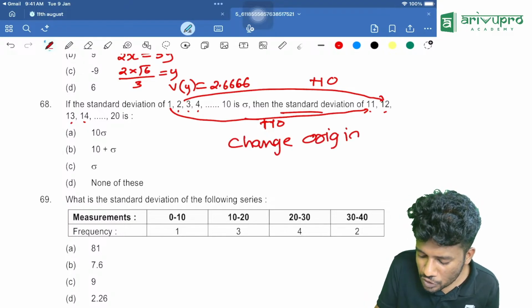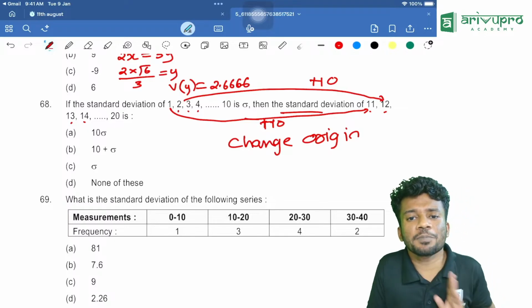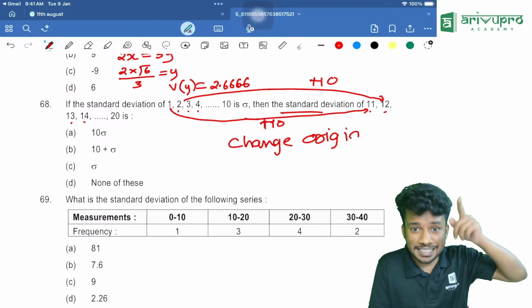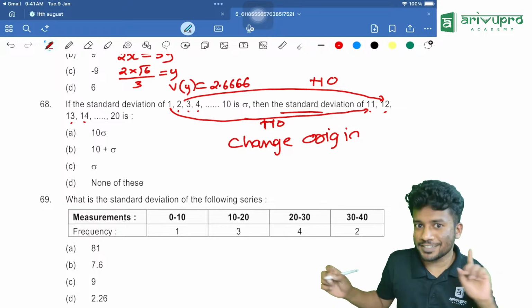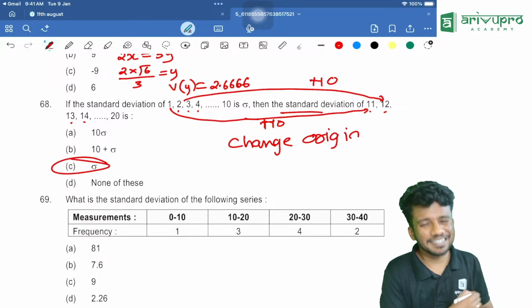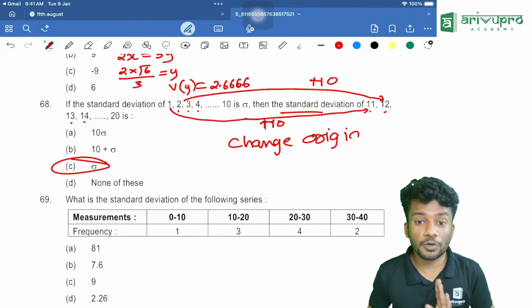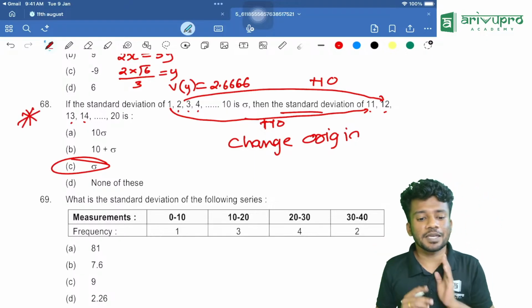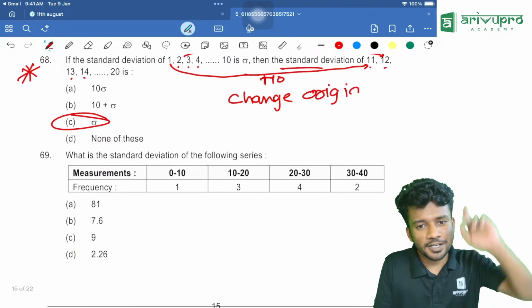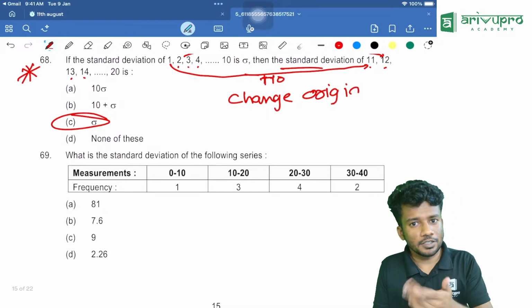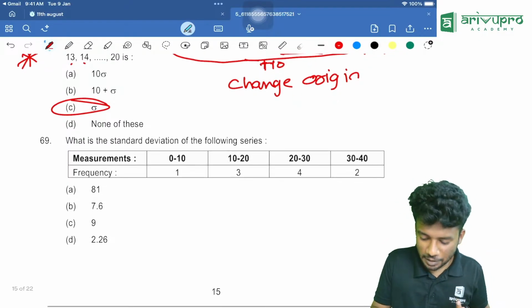Now my next question is, is the standard deviation affected by change of origin? Plus or minus, is it affected? No, it's not affected. So it will remain the same. That means sigma, very important topic. It will remain as sigma itself. If you have doubt, go and check our video. You will find it and you will understand it better.